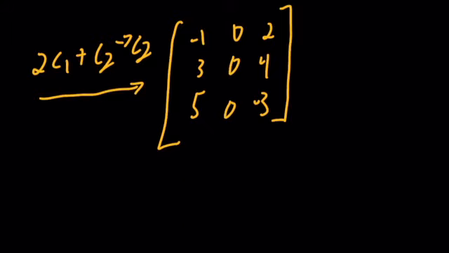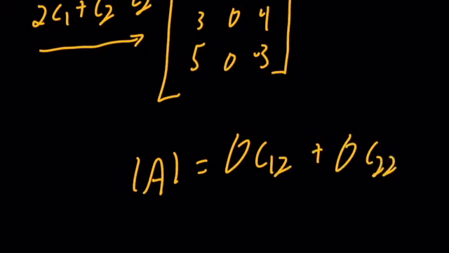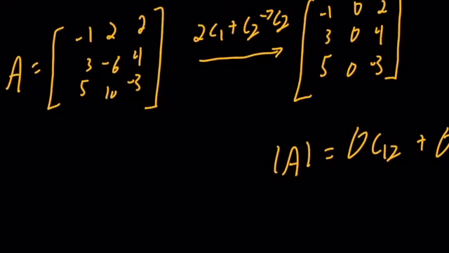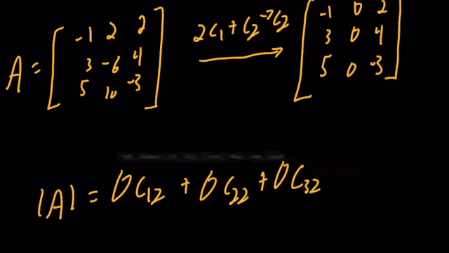And mathematically, it ends up looking like this, where determinant of A is equal to 0 times the cofactor of 1,2, plus 0 times the cofactor of 2,2, plus 0 times the cofactor of 3,2. And as a result, the determinant of the given matrix is 0.